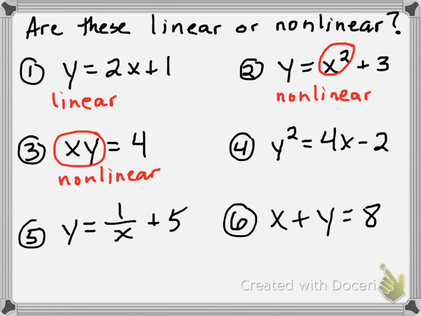Okay, number 4. It says y squared equals 4x minus 2. Well, I see a y squared. Can't have y squared. Can't have y with any other exponent other than 1, just like the x. So, number 4 is nonlinear.